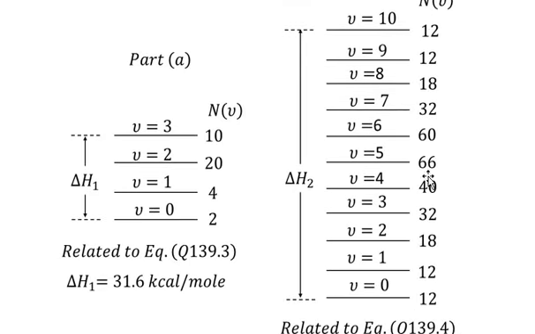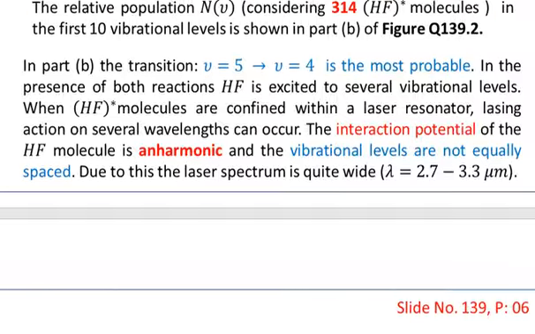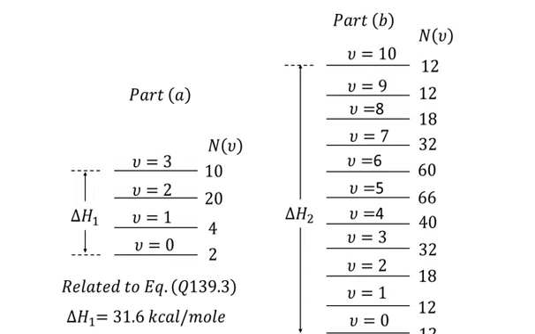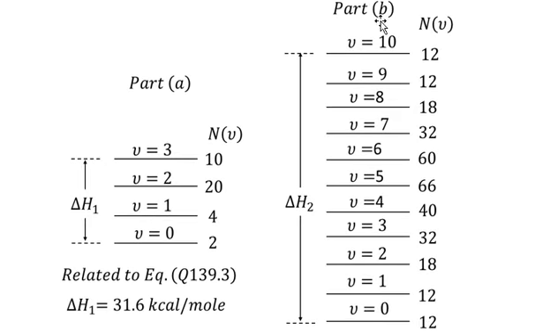This is the population distribution, or you can say the relative population distribution, because we have assumed that we have a total of 314 hydrogen fluorine molecules which we have excited through the pumping, and they will occupy the vibrational levels according to part B. For example, V is equal to 0 level will have 12 hydrogen fluorine excited molecules. Similarly, V is equal to 1 will have 12, and so on. The maximum number is 66, which is in V is equal to 5 vibrational level.